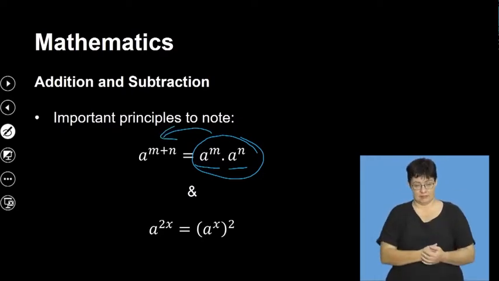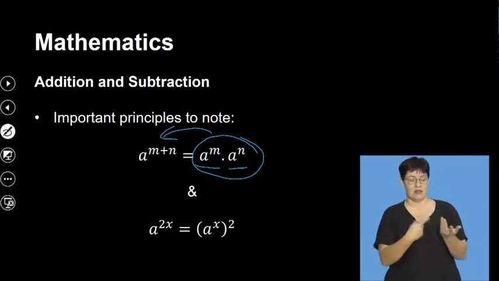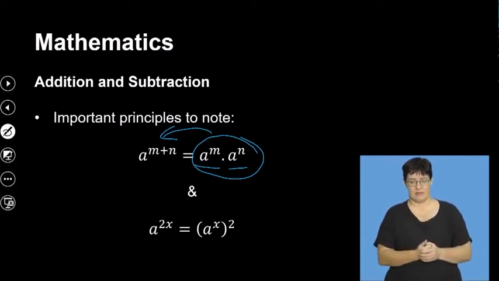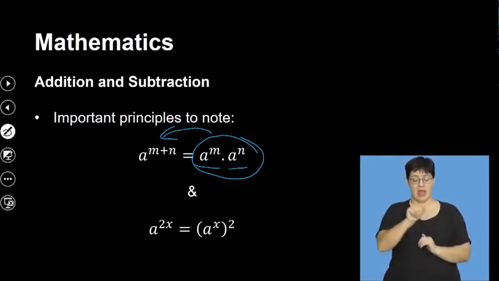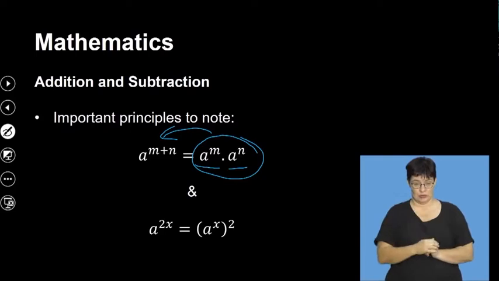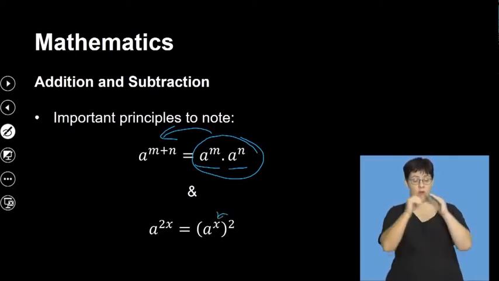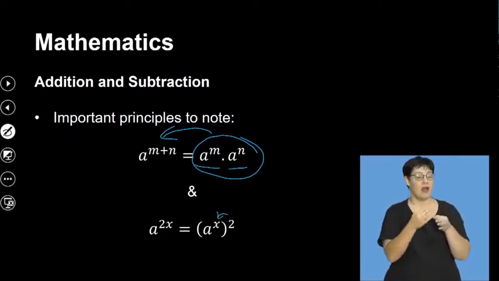So I'm going to give you something with exponents added, then you will need to split them using this principle. The other one is a to the exponent of 2x is the same as a to the exponent of x, all raised to 2. Remember the law of brackets that we spoke about, which has to do with multiplying those exponents.